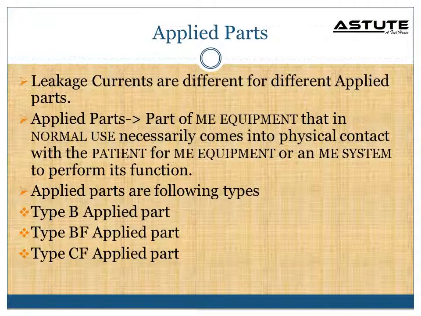Leakage current is different for different applied parts. Applied parts are the parts of ME equipment that in normal use necessarily come into physical contact with the patient for the ME equipment or ME system to perform its function. There are three types of applied parts: B, BF and CF. They are classified based upon usage, C being cardiac versus non-cardiac and F being floating, or isolated from earth, ground.